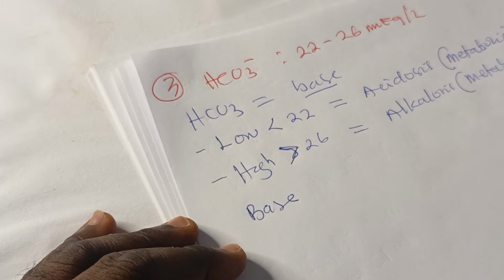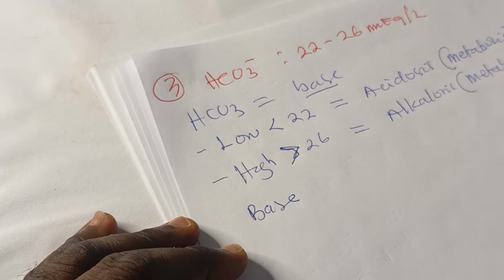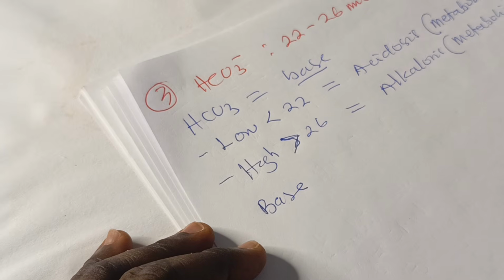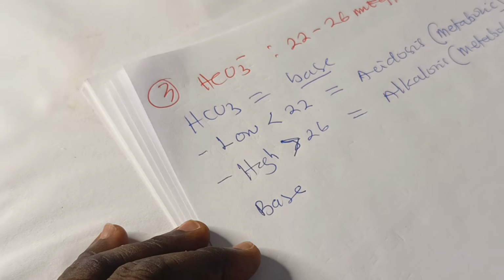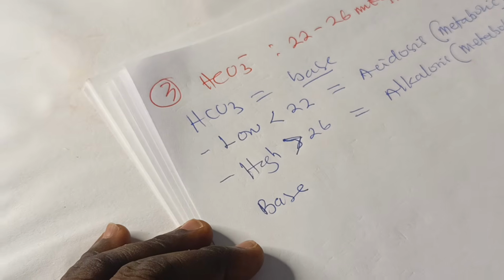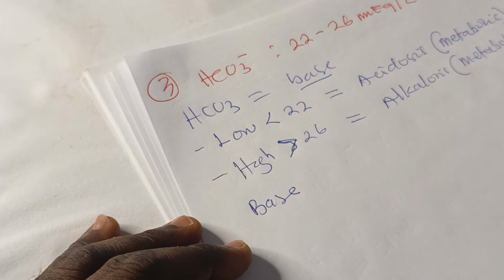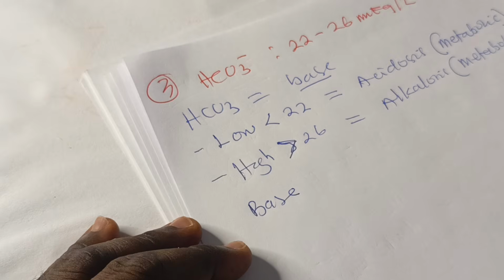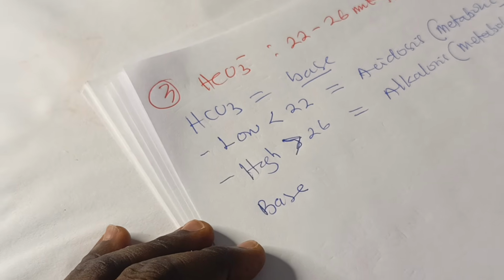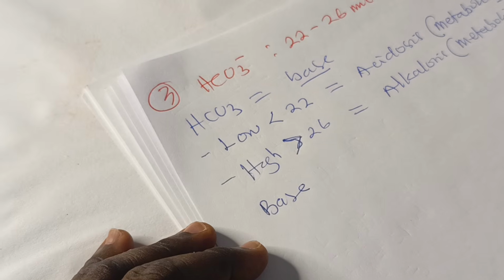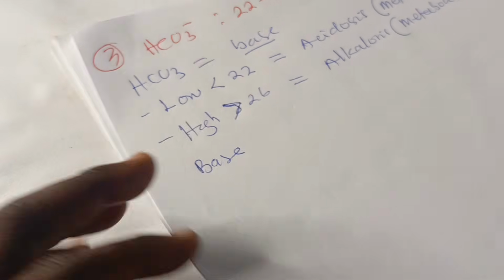Okay. Then, in contrast, a patient who is having prolonged vomiting, when someone is vomiting, the person is losing the gastric acid, the HCl that is in the stomach. And because the patient is losing the acid, that patient will develop what? Metabolic alkalosis. Is that okay? Good. Now, let's get one example and solve.